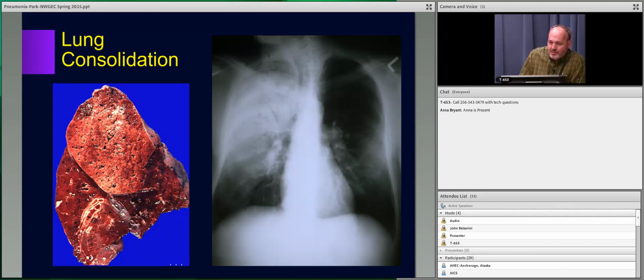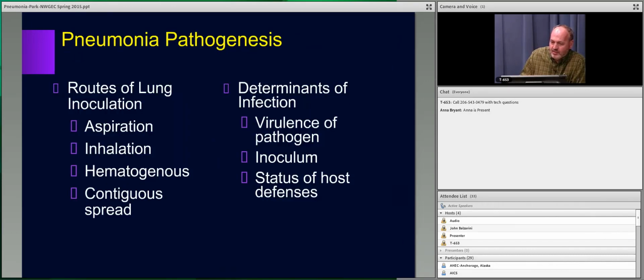This figure just demonstrates the ultimate lobar pneumonia with pathology findings in the left panel and an X-ray showing lobar consolidation with air bronchograms on the right. So I want to talk for a moment about pneumonia pathogenesis. And the way that I'd like you to think about this, and particularly as it applies to older people, are routes of lung inoculation and then determinants of infection if you become inoculated with a pathogen.